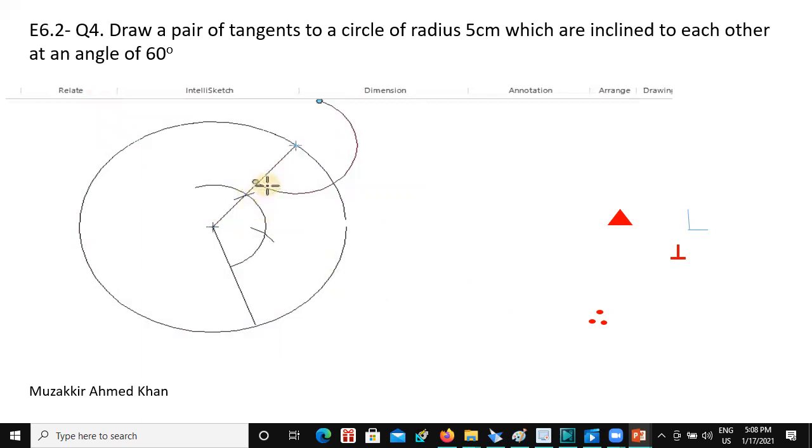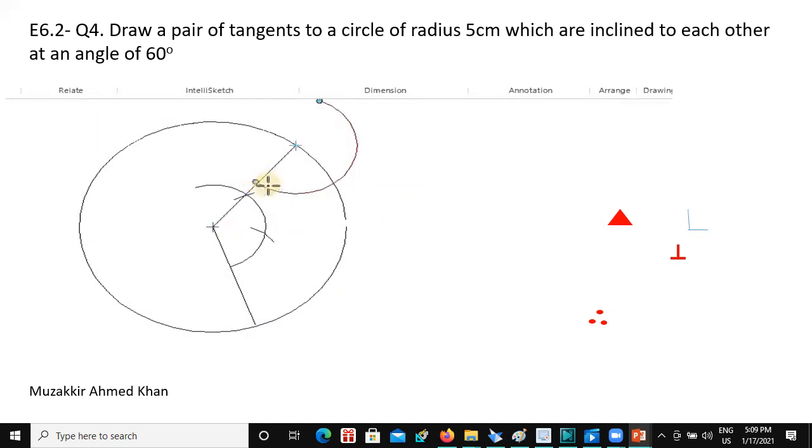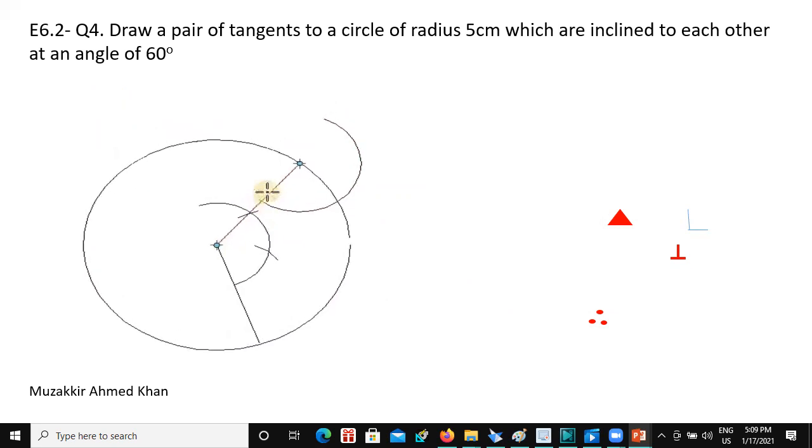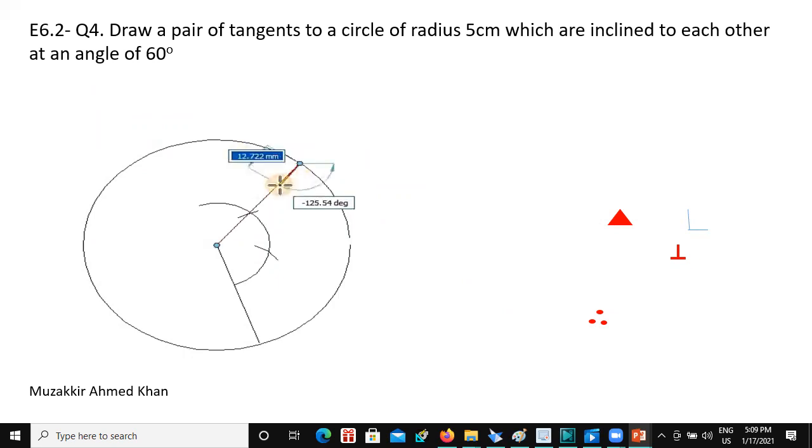Maintaining the same distance. I got this arc by keeping compass here. With the same distance, I'll keep my compass here. Sorry for the delay. I missed that arc, so I'm redoing the things.